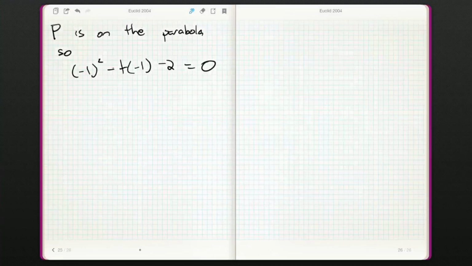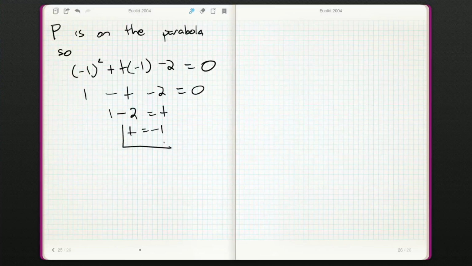Okay. So we get 1 minus t minus 2 is equal to 0. Bring the t over to the other side. 1 minus 2 is equal to t. t is equal to negative 1. And I would put a little box around that. Yay, we figured out what t is.